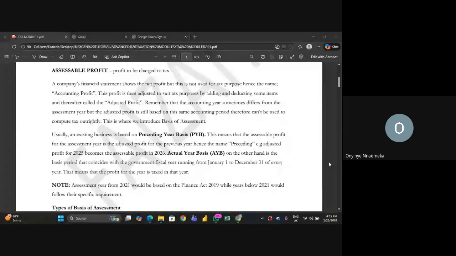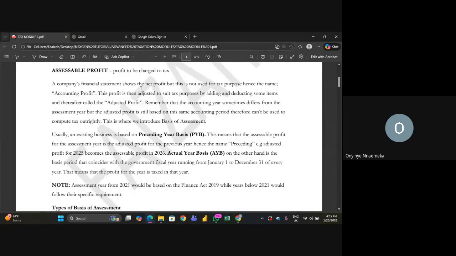And what you get afterward is called the adjusted profit. But this adjusted profit is still based on the accounting period. It's based on the accounting year. And the process in which we now adjust the adjusted profit to fit the tax year is the basis of assessment. That is where basis of assessment comes into place, right?